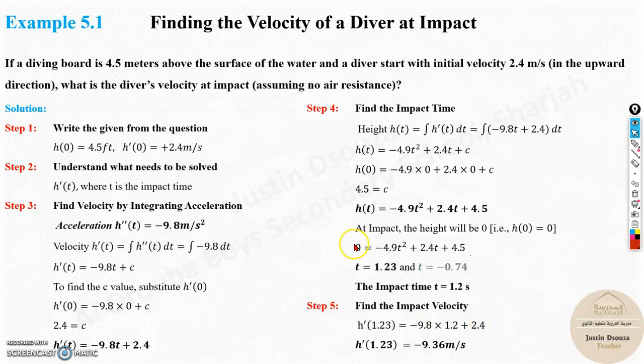So now again, I'll just recall over here, this h of t must be equal to 0. You will find the time. Take only the positive value of time. And then what do we do? After you find the time, put it back in the velocity equation. Instead of t, put 1.2 seconds, which is the impact time. So at impact time, you will find the velocity. That is, just substitute over here, instead of t, 1.2, it's negative 9.36. That is the impact velocity.